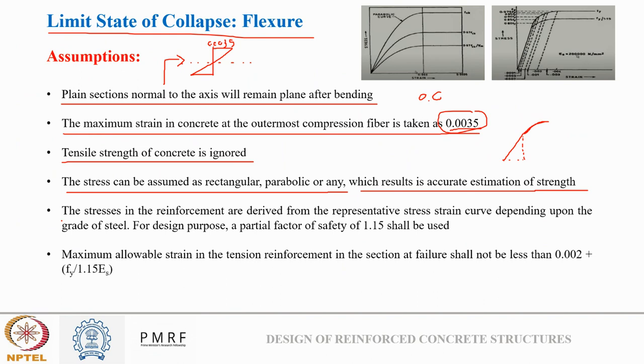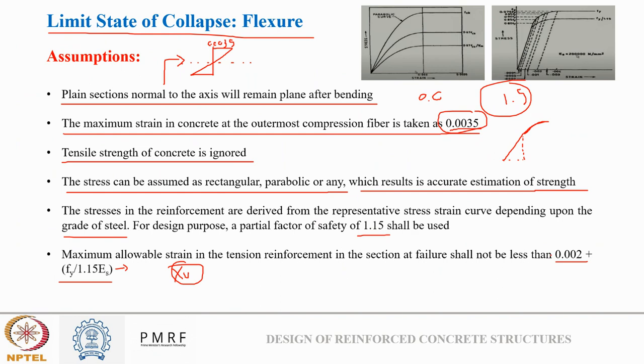The stresses in the reinforcement are taken from the representative stress-strain curve, depending upon the grade of steel. For design purposes, we consider a partial factor of safety of 1.15 for steel and 1.5 for concrete. The maximum allowable strain in the tensile reinforcement at the section of failure should not be less than 0.002 plus fy upon 1.15 Es. So this is for the limiting case.